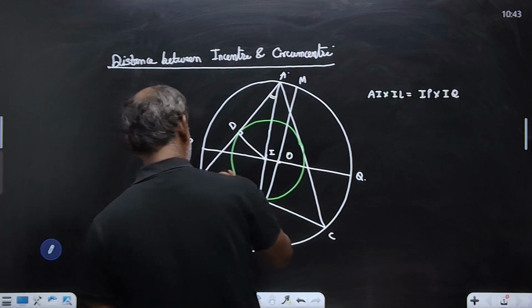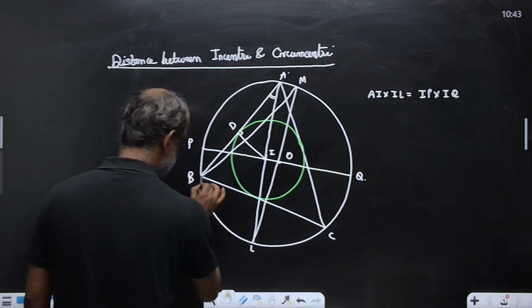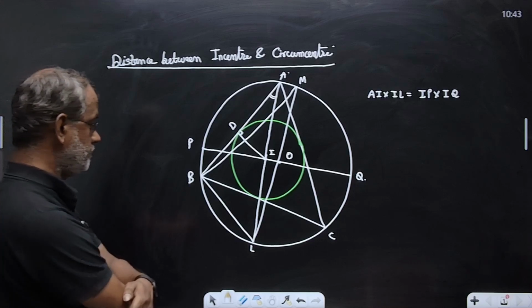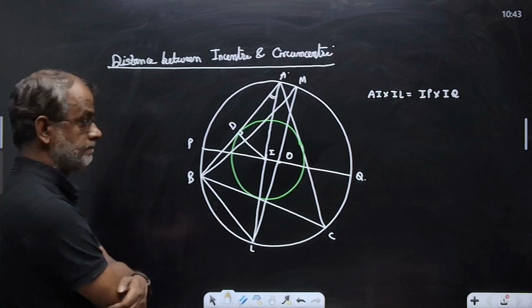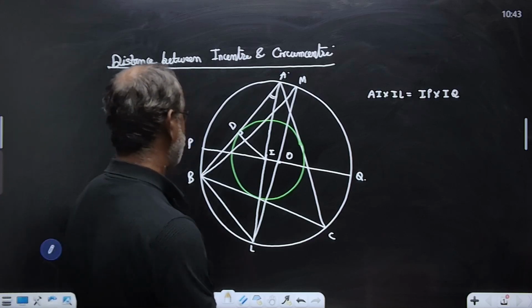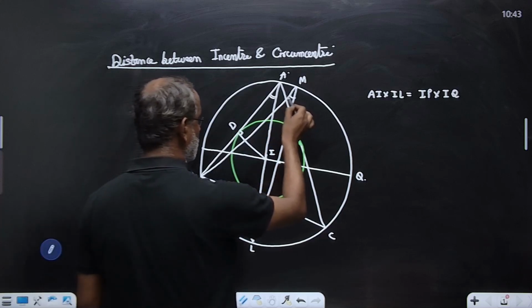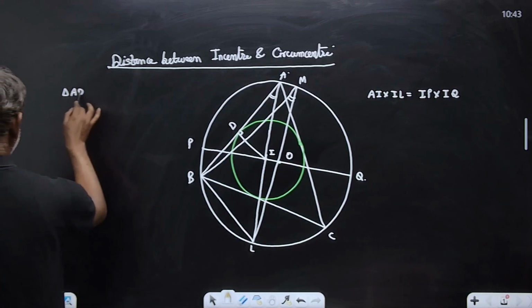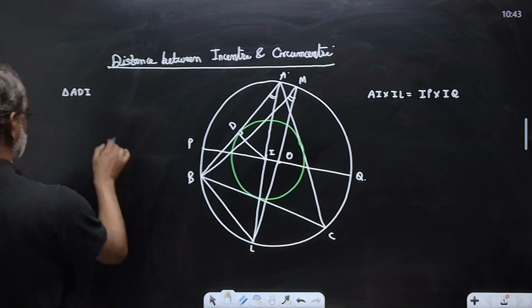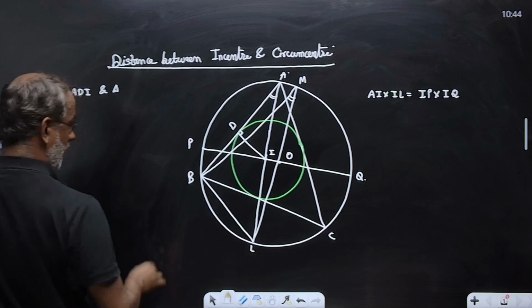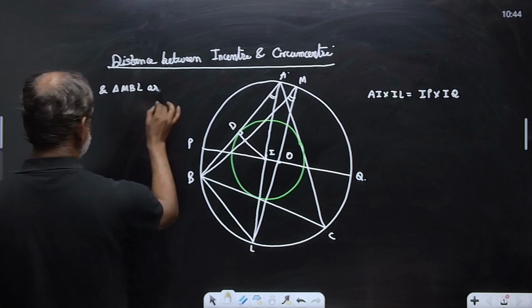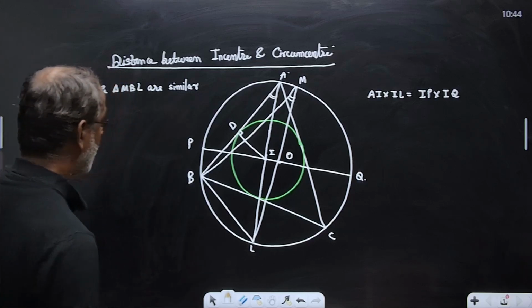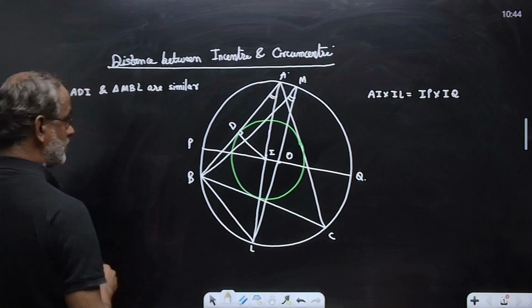So let me join B and M. Fine. Now we can say these two angles are equal. So triangle ADI and triangle MBL are similar triangles. So from here I think we can find AI. No, it will not involve IL. Let me see what we get.